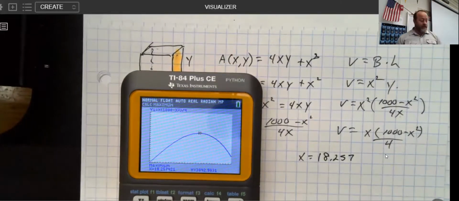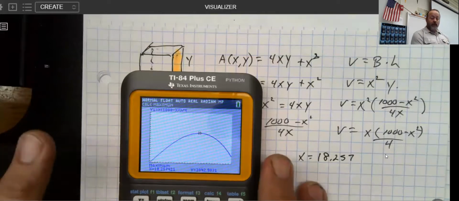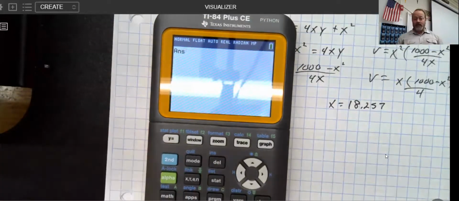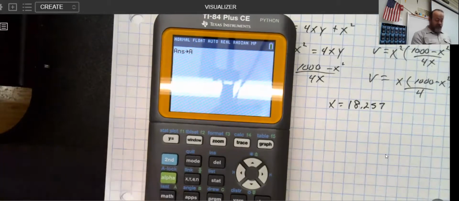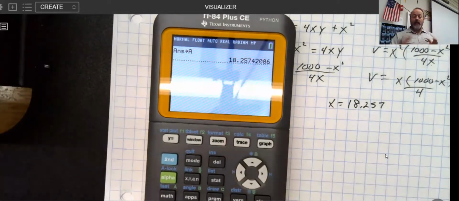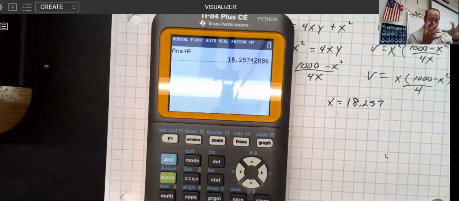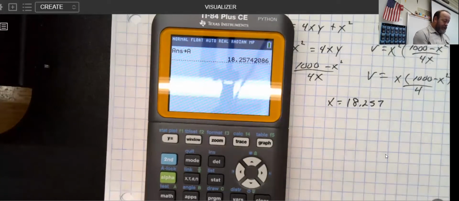One thing that's really important in calc is that we don't want to ever round until we're all the way done with this problem, because they asked for the dimensions. I found the base dimension, but I haven't found that height dimension yet. So I'm going to quit out of this, second quit. I'm going to take the answer, the last thing my calculator found, that value for x, and store it as alpha A, because now this value is stored with all of its accuracy out to 9 decimal places, like the closest billionth.